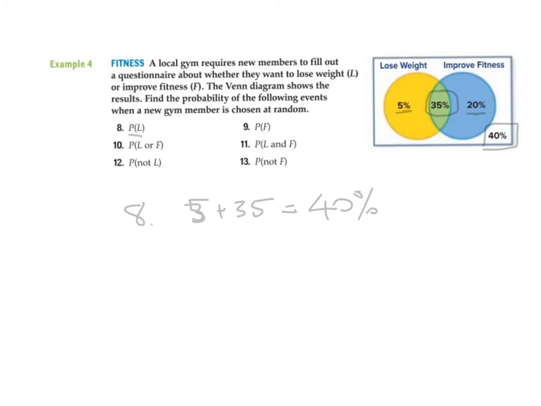Let's skip to number 11. Number 11 is the intersection part of it. So don't forget you can do the L and the F. The intersection of both of those is this one here. So that's just purely and simply 35%. So sometimes it's long, sometimes it's easy.